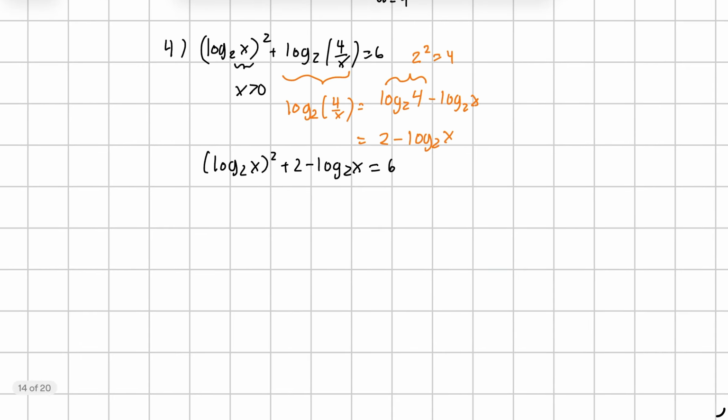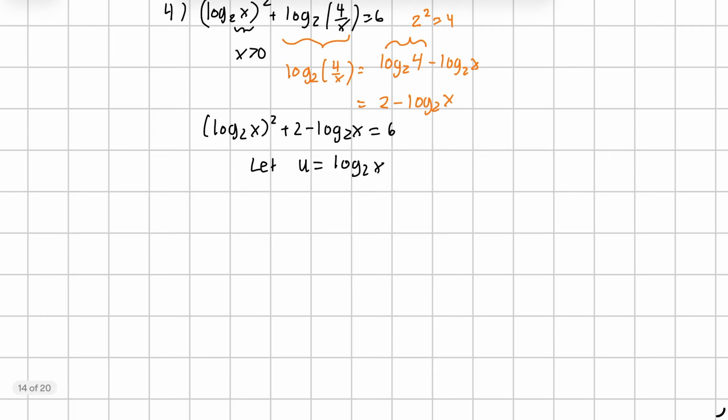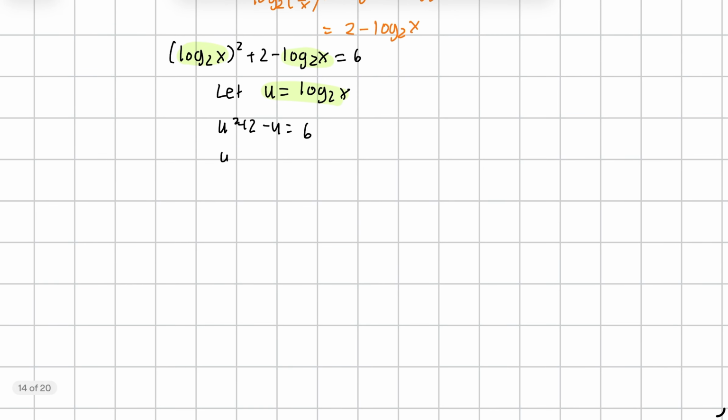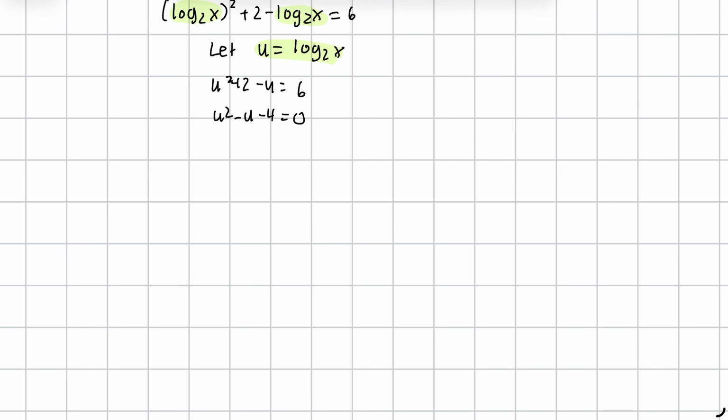So now we'll use some u substitution. Let u equal log base 2 of x. Everywhere we see log base 2 of x, we can substitute that in. So we have u squared plus 2 minus u is equal to 6, and u squared minus u minus 4 is equal to 0. Now this is a quadratic, which means we can use the quadratic formula to find the solutions.